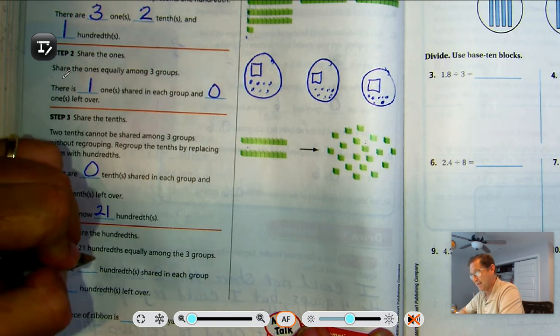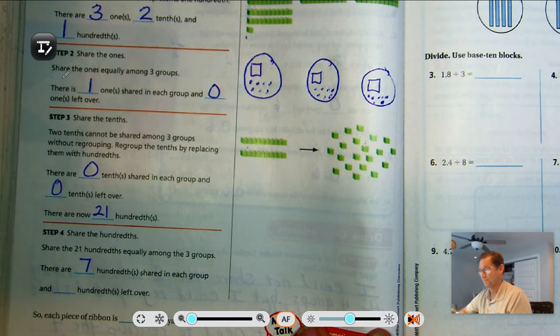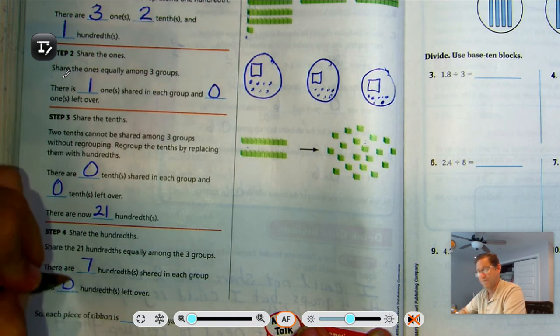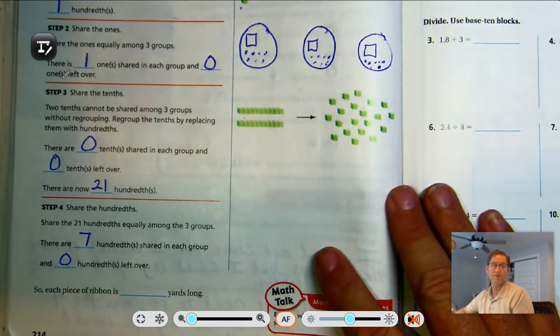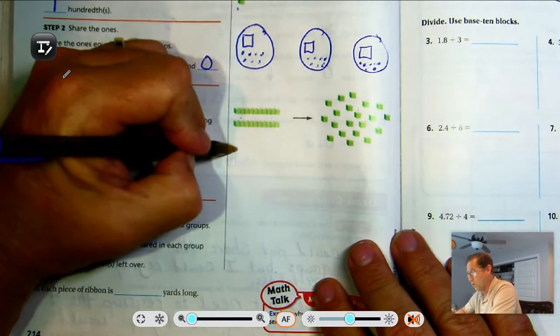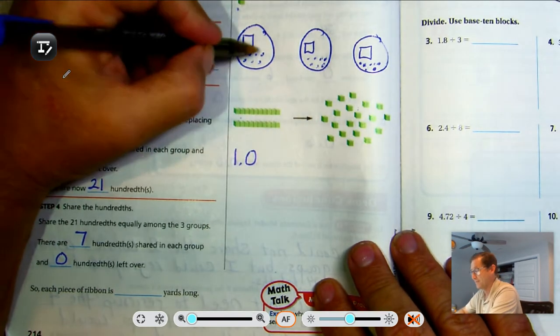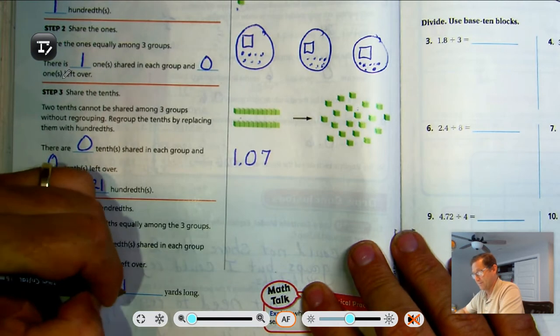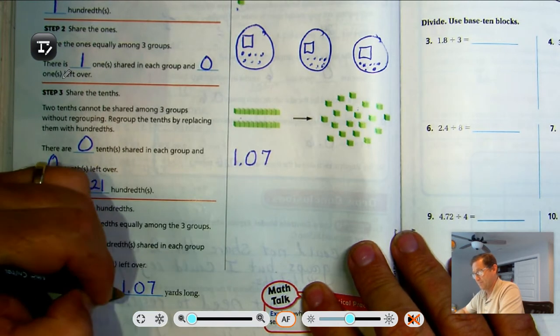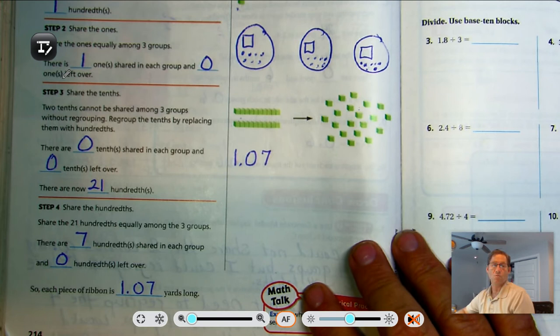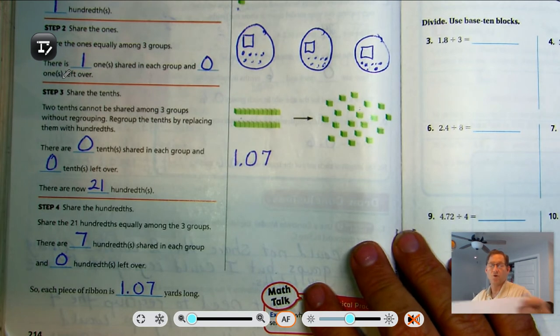And so there are now 7 hundredths in each group, and we have 0 left over. So what do we have? We have 1, zero tenths, and 7 hundredths. So each piece of ribbon would be 1 7/100 yards long.